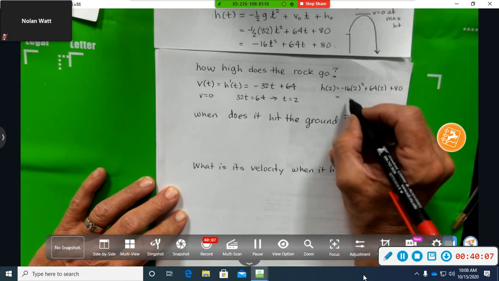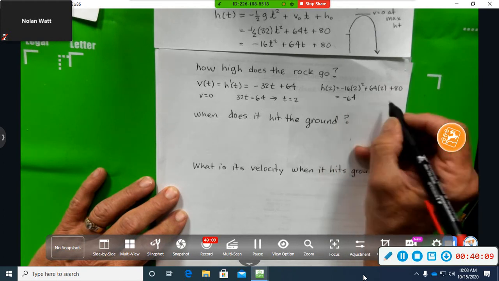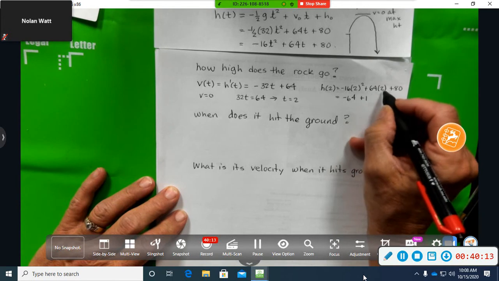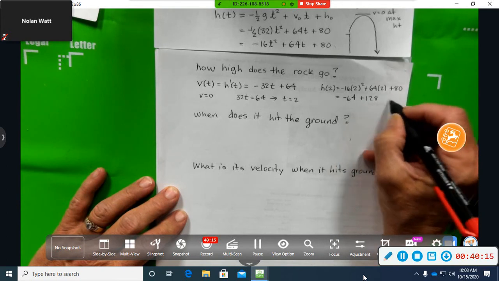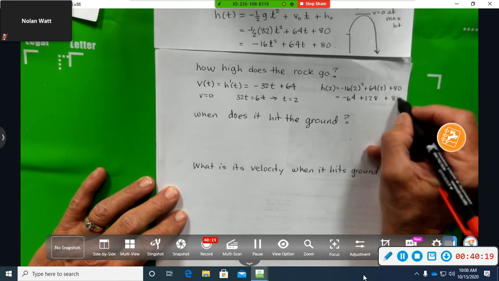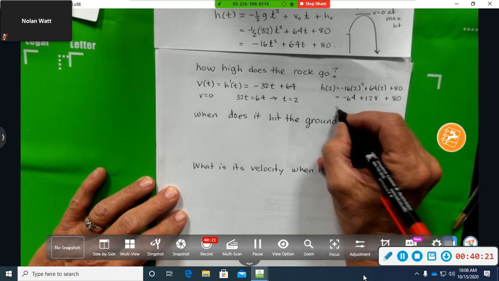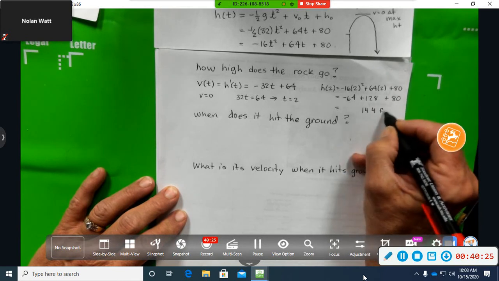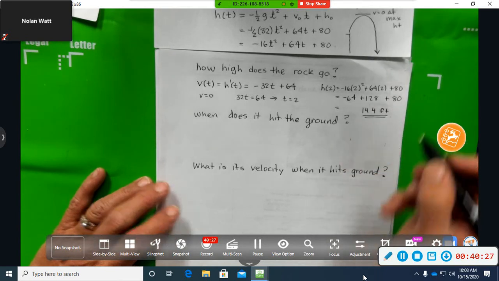4 times negative 16 is a negative 64. 2 times 64 is 128. So negative 64 plus 128 is 64. 64 plus 80 is 144 feet. Anybody get that number?